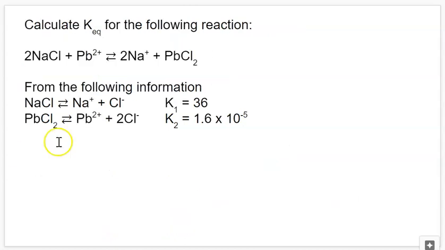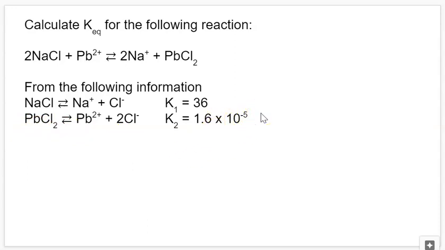All right, let's try another one. Let's calculate KEQ for the following reaction of 2 NaCl plus lead ions, making 2 sodium ions and PbCl2. And we are going to use similar starting information. We have the same equation from the last time, sodium chloride dissociating with a K of 36, and then lead 2 chloride's dissociation constant is going to be 1.6 times 10 to the negative 5.